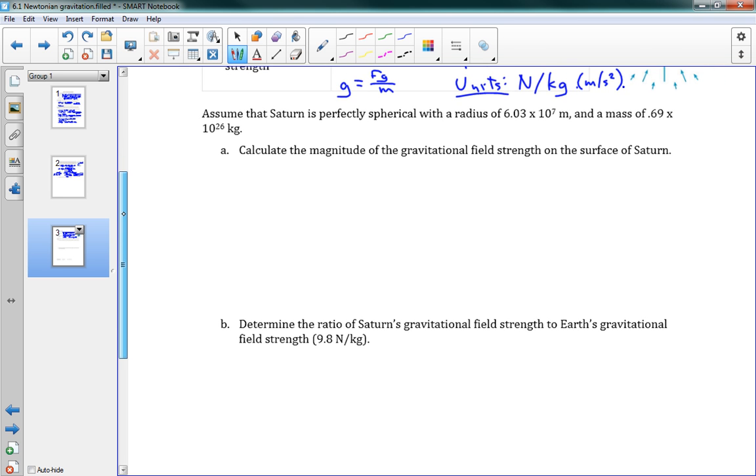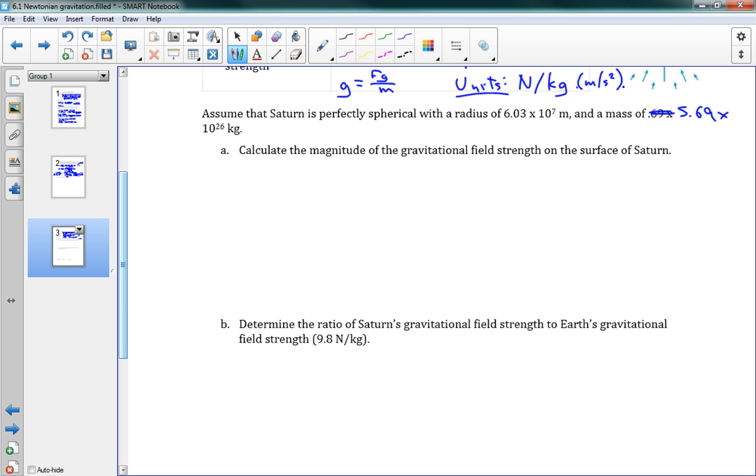Okay, so we'll try using some problems with that right now. It says, assume that Saturn is perfectly spherical with a radius of 6.03 times 10 to the 7 meters and a mass of, it says 0.69. Now I think I've written that down wrong, so give me 1 second here. 5.69. So this should say 5.69 times 10 to the 26 kilograms. Okay. Now we want to calculate the magnitude of the gravitational field strength on the surface of Saturn. That's all we need. We have the mass and the radius.